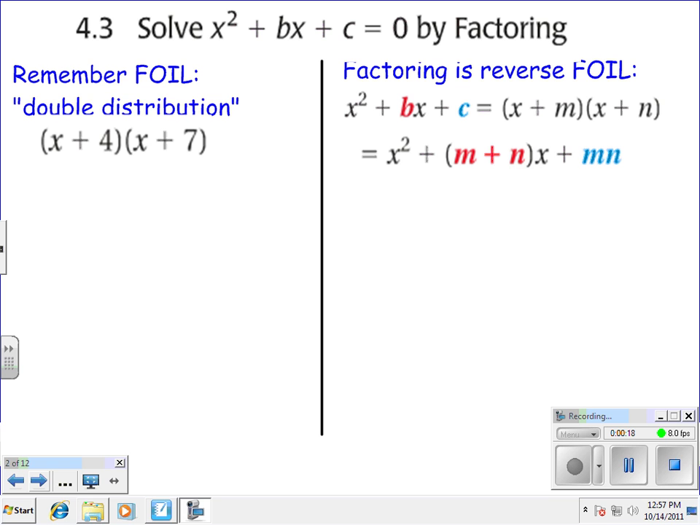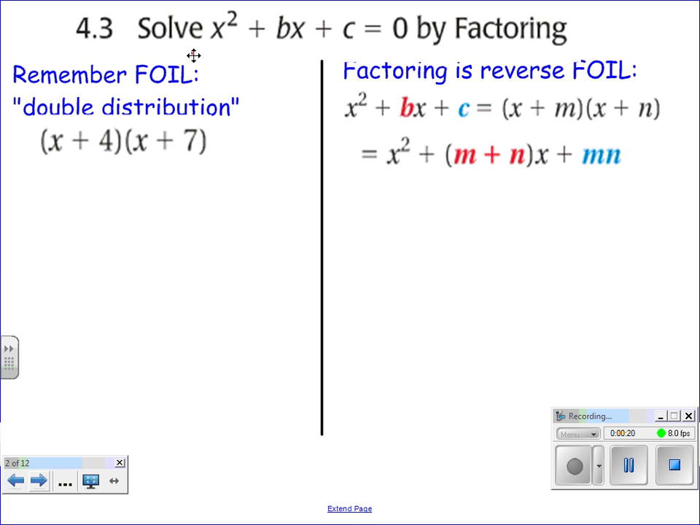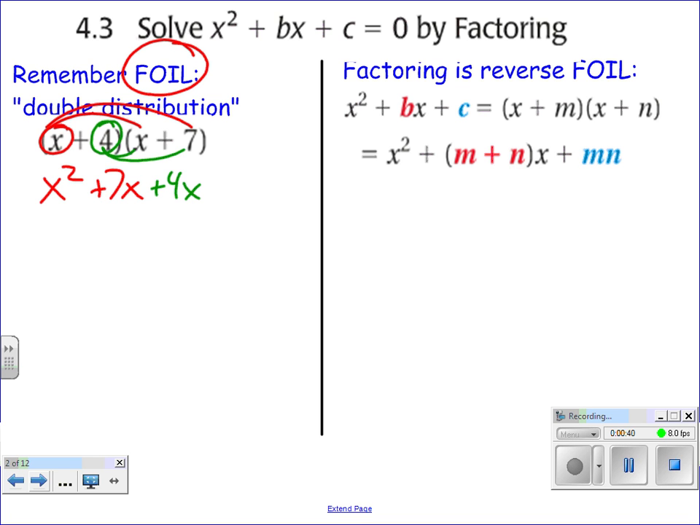Okay, so the first thing we want to recall from the 4, a lot of times we saw this word FOIL. We want to make sure we know what that means. A lot of times I refer to it as double distribution. Basically, it's like this. You take the first term and you multiply it by the first term, you get x squared. By the second term, you get 7x. Then you do the exact same thing for the second term. So I'm going to distribute the 4 now times 4x, and then 4 times 7 is 28.